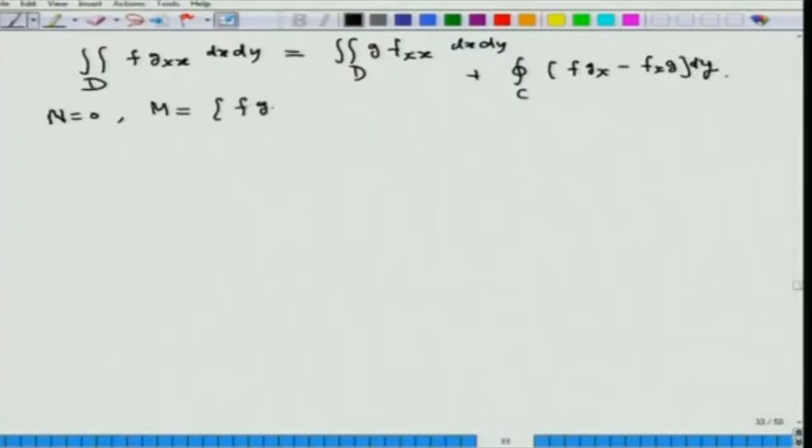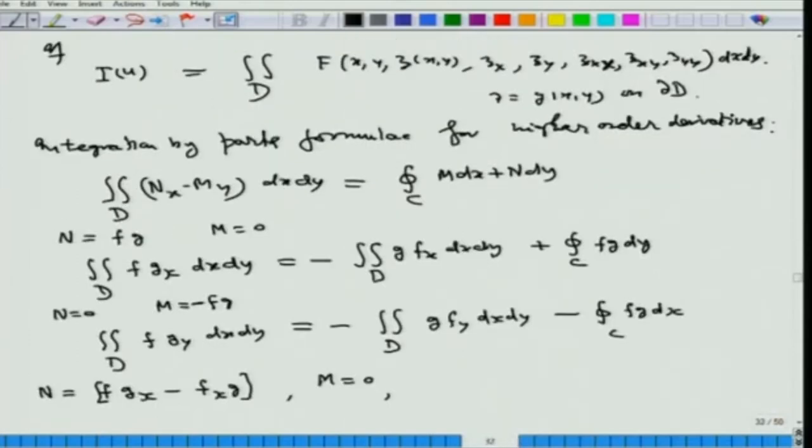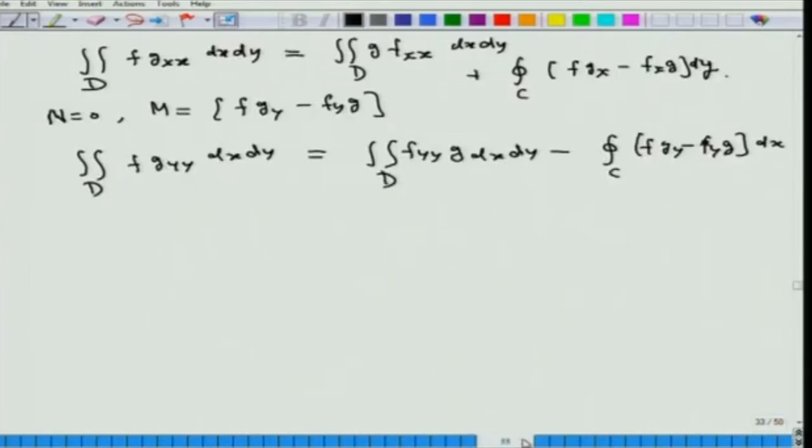And similarly, if you take n equal to 0 and m equal to f g y minus f y g, we get f g y y dx dy, this g f y y, and then minus over this f g y minus f y g dx. Also, since n involves x derivative, if we take y derivatives of this type, then we will have a mixed kind of thing. So, that is what we will take.